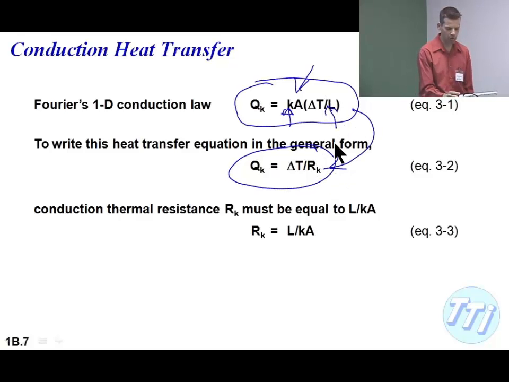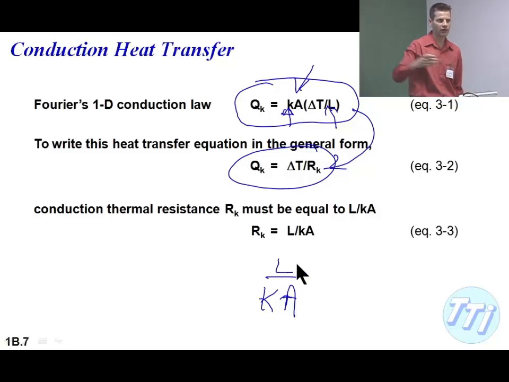All I've done here is this equation's been rewritten, where I've introduced this resistance term. The resistance is defined as L over KA. That's the resistance to conduction heat transfer, where L is the path length, K is the thermal conductivity, the property of the material, and A is the cross-sectional area that the energy is passing through. So obviously, as my path length increases, what happens to my thermal resistance? It's going to increase. It's pretty intuitive from this equation.